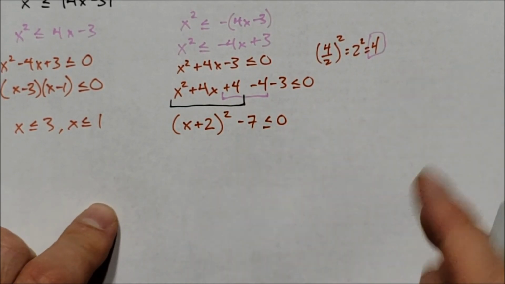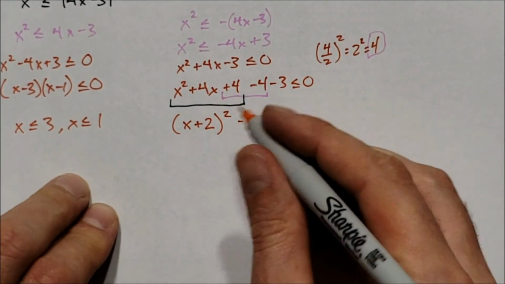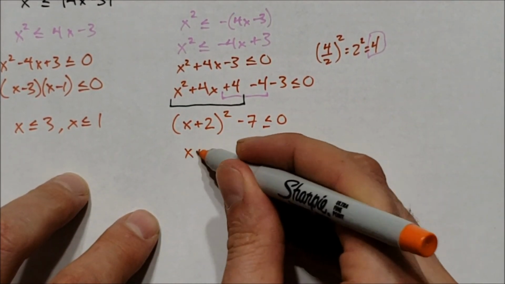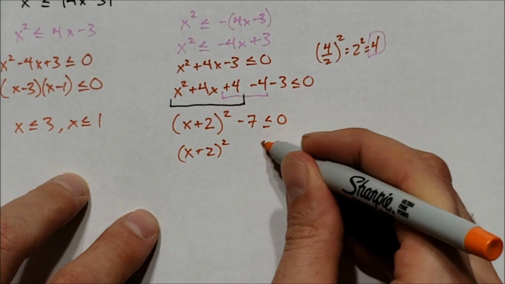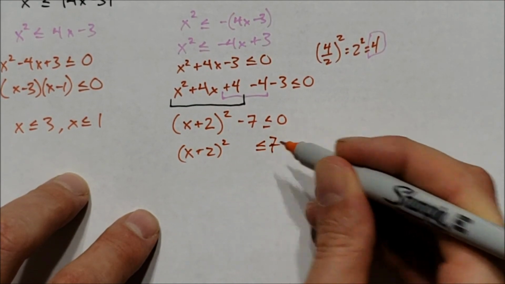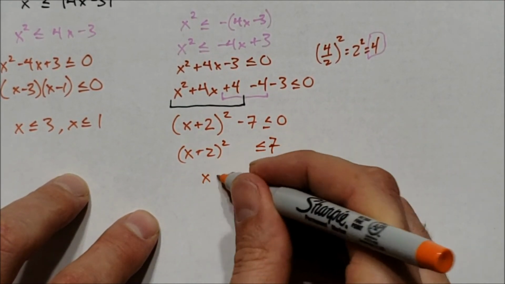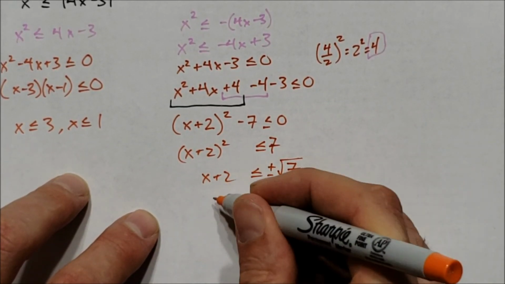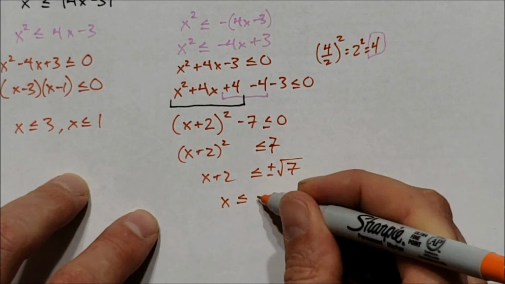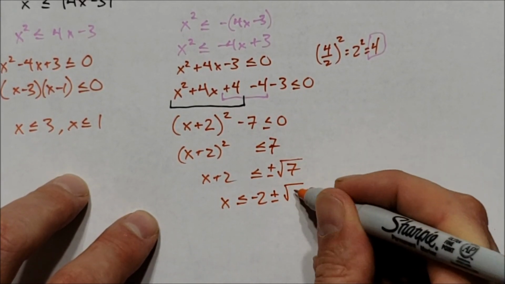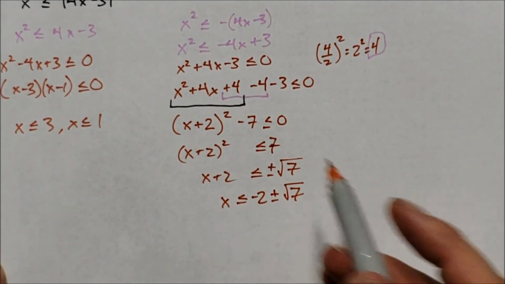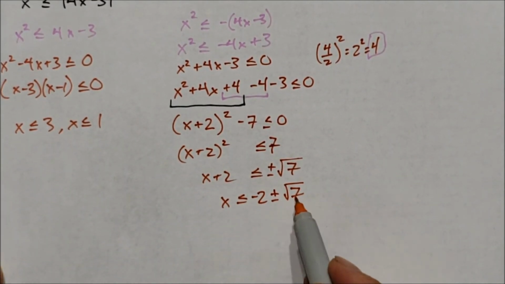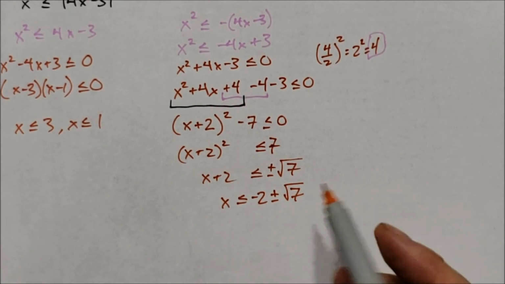Here we can solve for x. We'll get the 7 over to one side, take the square root, and then subtract 2. So we'll have x plus 2 quantity squared less than or equal to 7, take the square root, x plus 2 less than or equal to plus or minus square root of 7, subtract the 2, x is less than or equal to negative 2 plus or minus square root of 7. So we have 4 items here. We have 3, we have 1, we have negative 2 plus the square root of 7, and negative 2 minus the square root of 7.